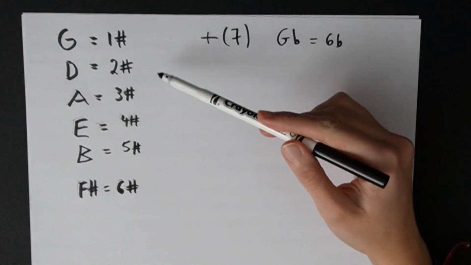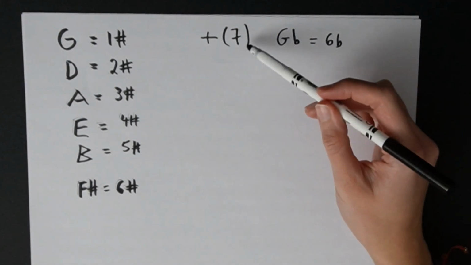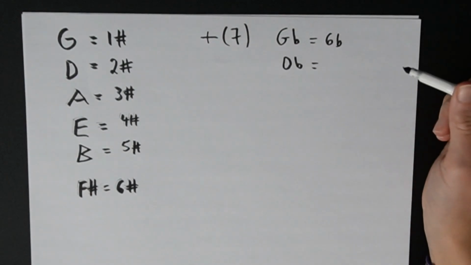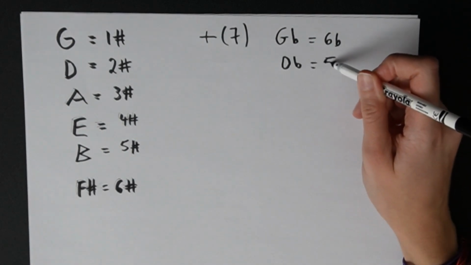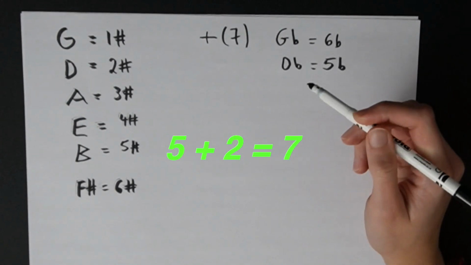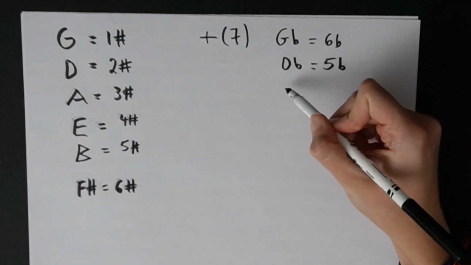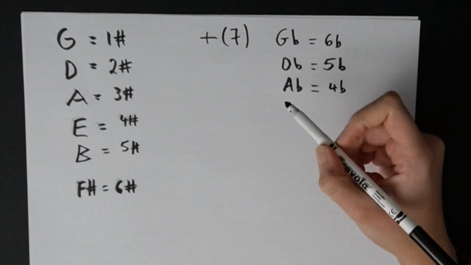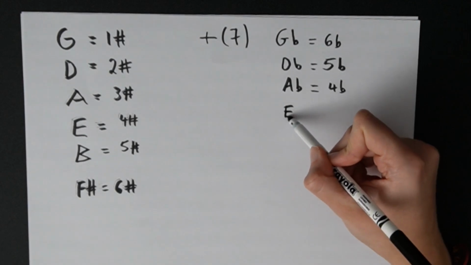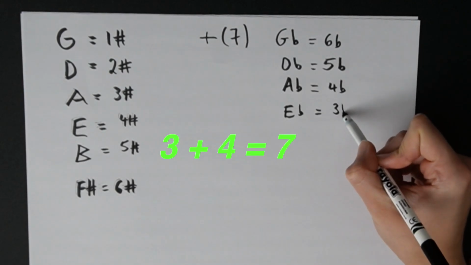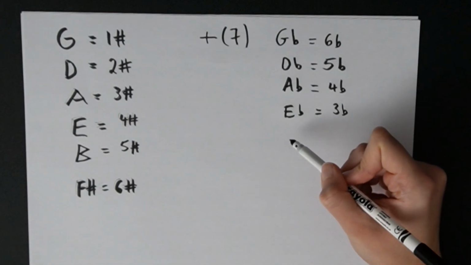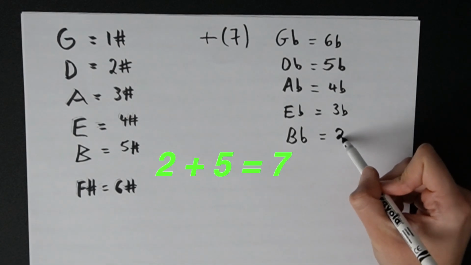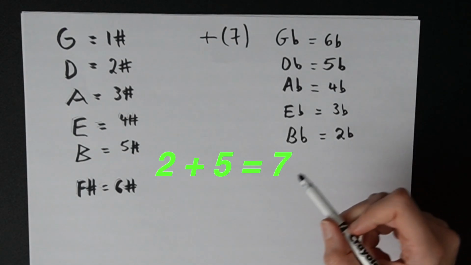So, if I have D major, which has 2 sharps, and I need to make 7, what would D flat major have? How many flats would D flat major have? Well, it would have 5, because 5 plus 2 is 7. I'm going to do the same. A major has 3 sharps, so that would mean A flat has 4 flats. E major has 4, so E flat major will have 3 flats. B major has 5 sharps, so B flat major would have 2 flats.